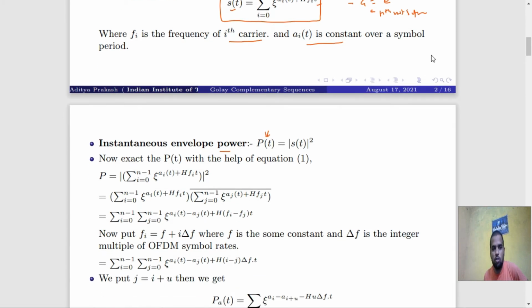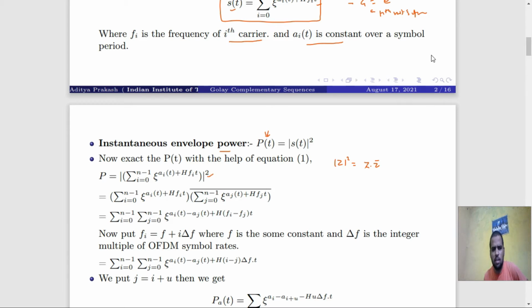How to calculate P(t) in terms of summation? That means P(t) is equal to the modulus of the summation over i equals 0 to n minus 1 of j to the power a_i(t) plus h f_i t, to the whole square. We know that the modulus of z squared is nothing but z times z bar, because we already said that it is in complex form. So we can write it in this form, and the square term is expanded in such a way.